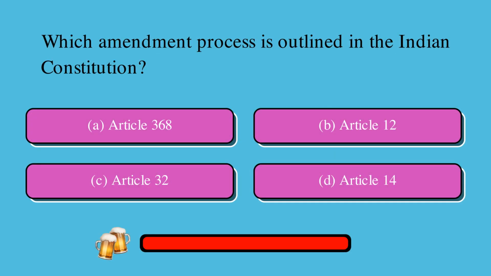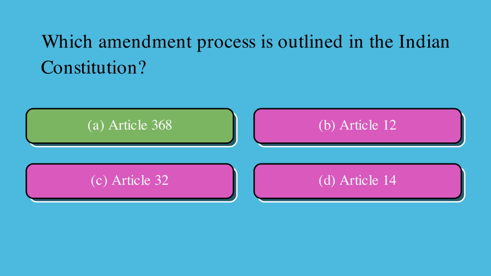Which amendment process is outlined in the Indian Constitution? Is it A, Article 368, B, Article 12, C, Article 32, or D, Article 14? The correct answer is A, Article 368.